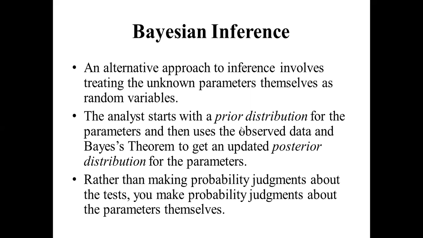So we are applying here a prior distribution, observing the data to get updated posterior distributions for the parameters. Posteriors mean that after that, that is what conclusions we are making. So rather than making probability judgments about the test, you can make probability judgments about the parameters themselves. Here we are going for the parameter value checking or judgments.